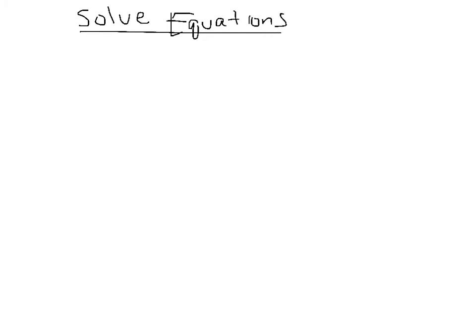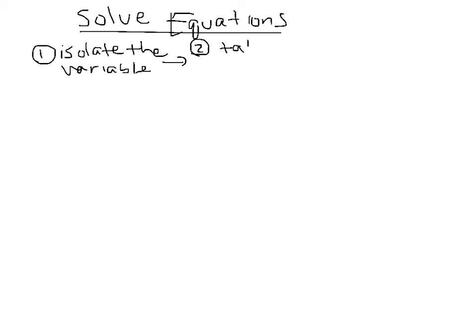So as we do this, we're going to get into actually solving these equations. As we solve our equations, there are a few steps we're going to follow. To solve equations, the first thing you're going to do is isolate the variable. Then you're going to take the nth root of both sides.